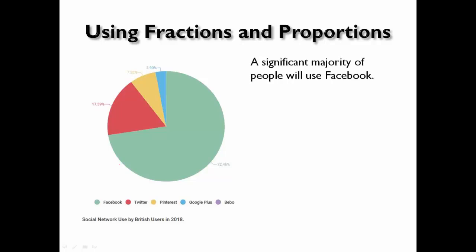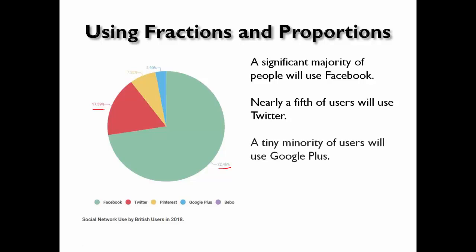A significant majority of people will use Facebook. So if you look at the figure here, it's 72.46%. That is a very significant majority. Nearly a fifth of users will use Twitter, so 17%. That's nearly 20%, so nearly a fifth will use Twitter. And a tiny minority of users will use Google+, so 2.9%. That is a very, very insignificant or tiny minority that you could use.